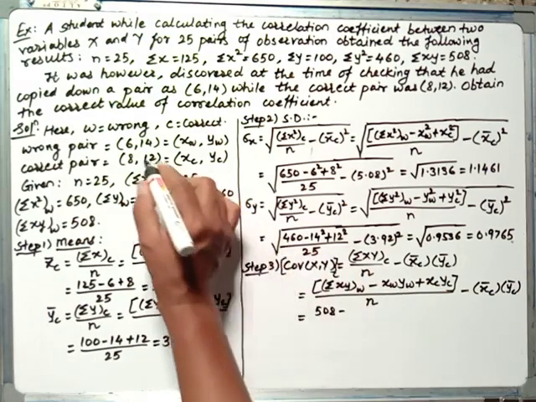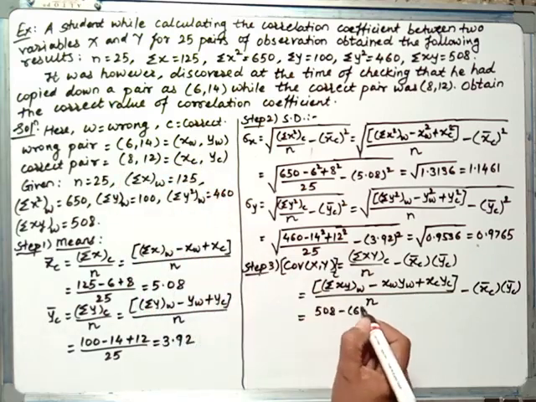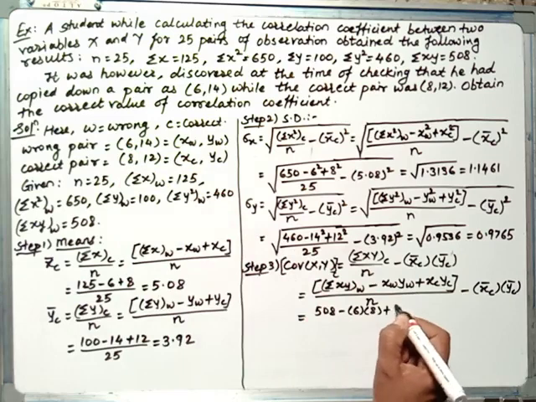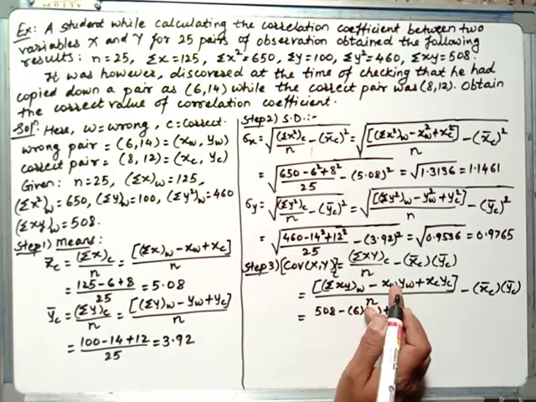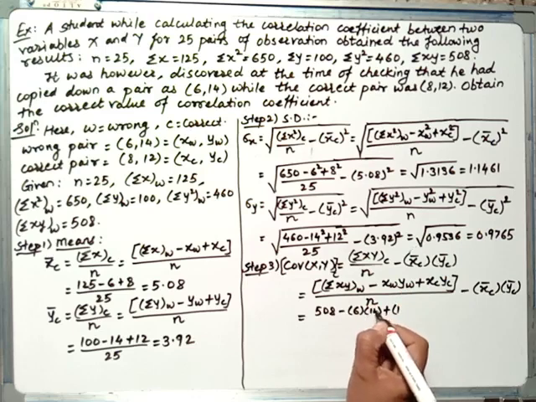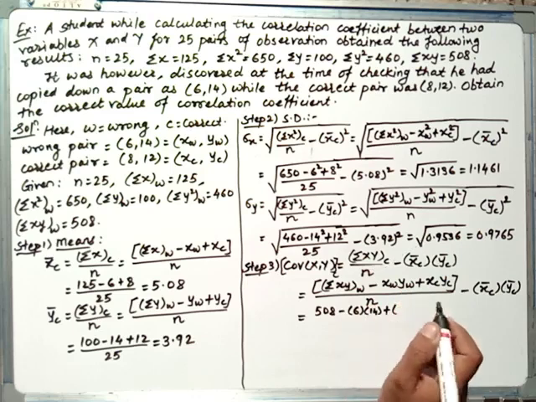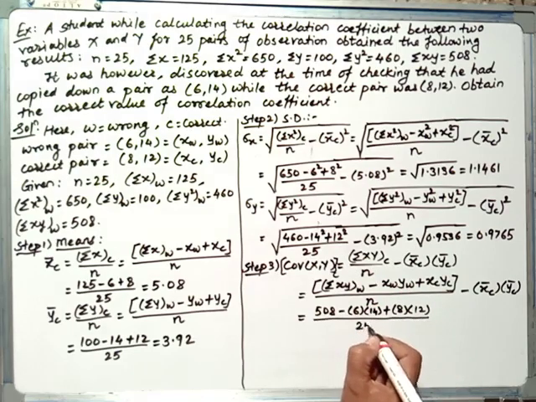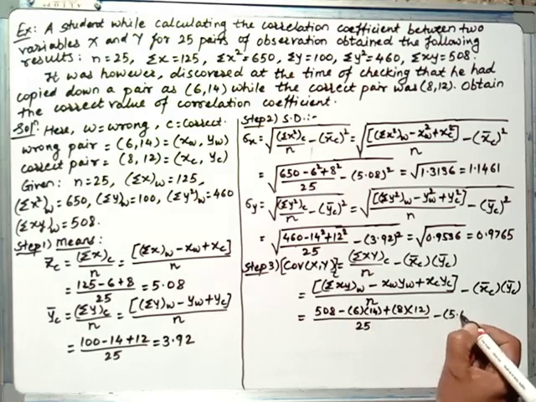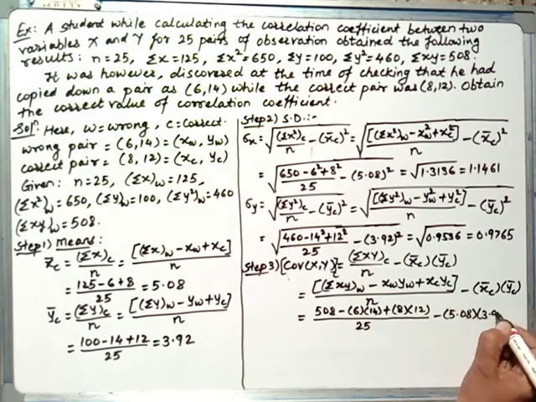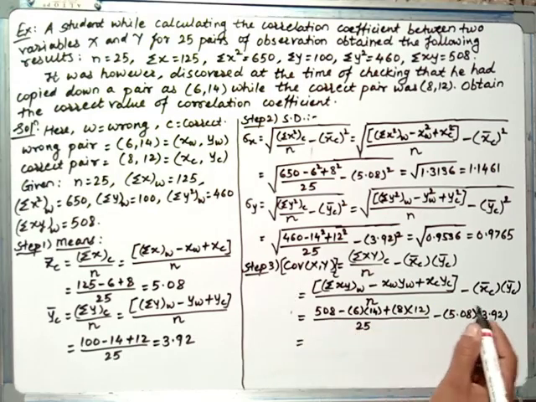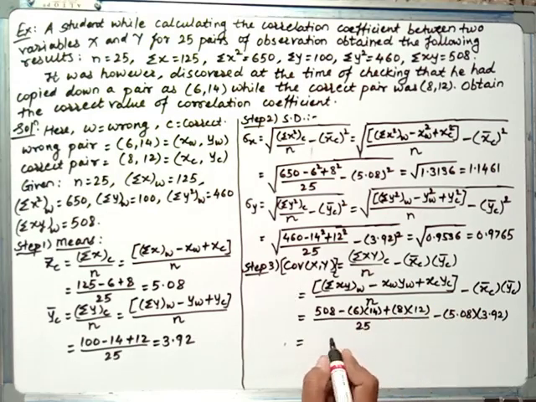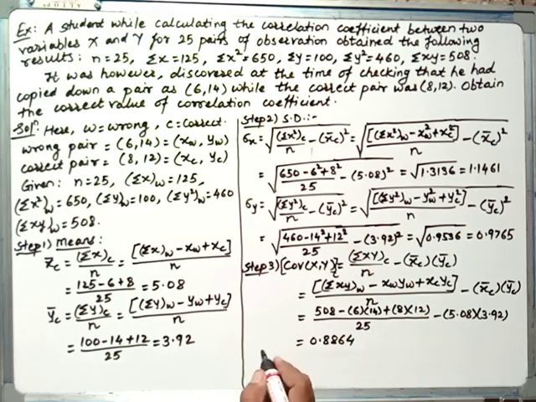508 minus xw yw, which means this product 6 into 8, plus this is 6 into, not 8, sorry, 6 into 14, and here 8 into 12, upon 25, minus this is 5.08 and this is 3.92. And this whole calculation we will get is 0.8864. You can do this one, so I left that for you.